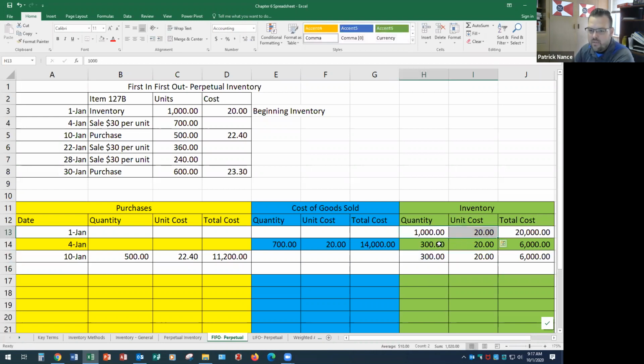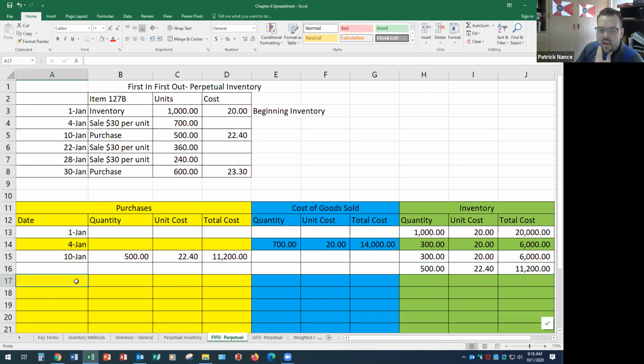Okay, this inventory here, I have 300 left. And so for a total of 6,000. And now I have new inventory. I have 500 units at a cost of $22.40 each for $11,200. Now, if I just ask you total inventory, you add these two together, and I'd have a total inventory of 17,200. If I ask you total quantity of inventory, I have 800. But I'm keeping them separate because when I sell something using my method, first in, first out, I need to make sure and sell the oldest stuff first and attribute the cost of the oldest first.